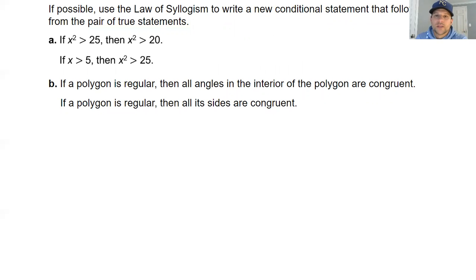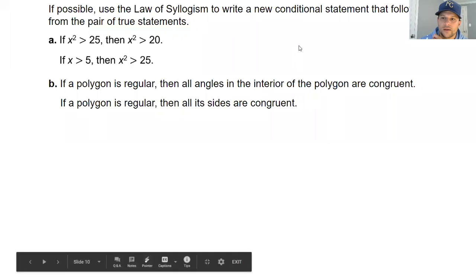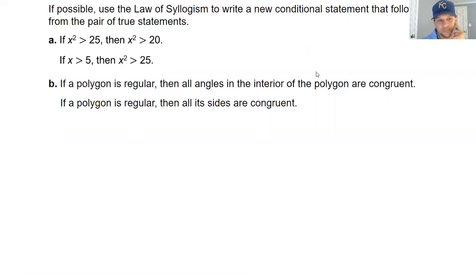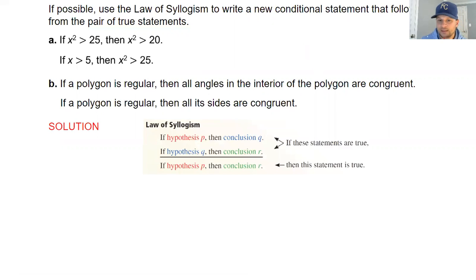So if possible, use the law of syllogism to write a new conditional statement that follows from the pair of statements. So part A, if x squared is greater than 25, then x squared is greater than 20. If x is greater than 5, then x squared is greater than 25. So for part A, if the hypothesis for P is true, then the conclusion of Q is true. That whole thing is true. If Q, then R. Then we can connect if P, then R.